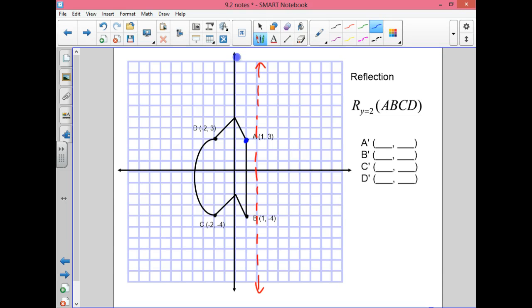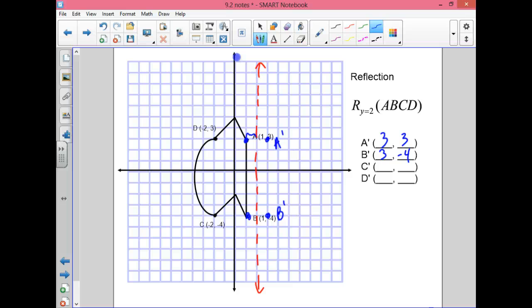The distance between A and the line of reflection is 1 unit. So this is pretty easy. A prime is just going to come directly to the other side, which is the point 3, 3. Let's do B. B is again going to reflect right across, pretty easy. And that's going to be the point 3, -4.